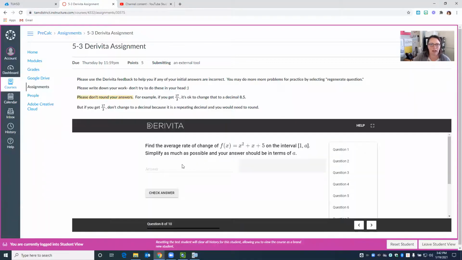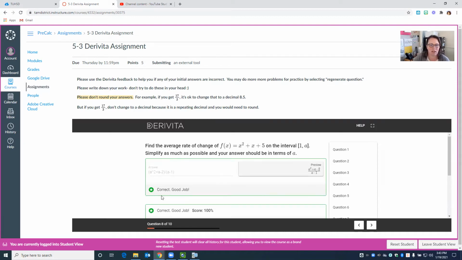And so to enter that back into your answer, it's going to look something like this. You need to use parentheses. So I'm going to open parentheses, and then I'm going to have a squared, so I'm going to use my little button here, and then plus a minus 2, close parentheses, and then I'm going to divide, and then I'm going to use parentheses again, a minus 1, close parentheses. I'm going to look at my preview and think, does that look like mine does? Yes, it does. I'm going to check my answer, and it's correct.